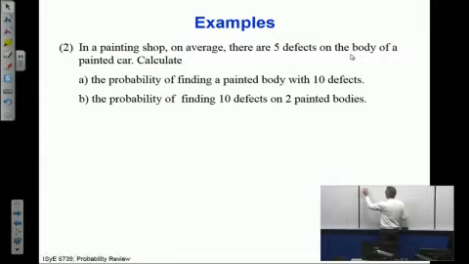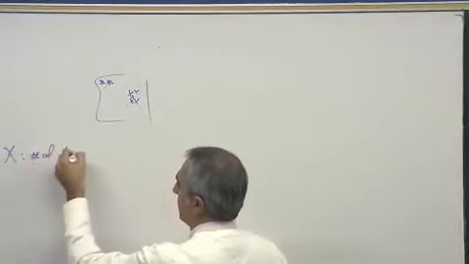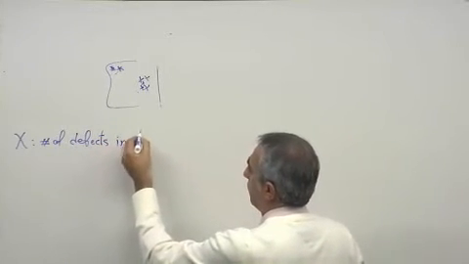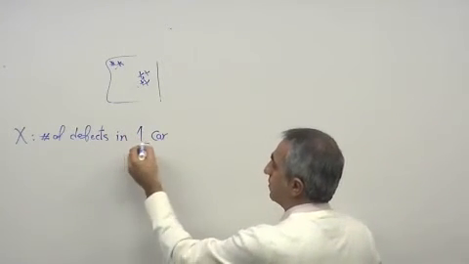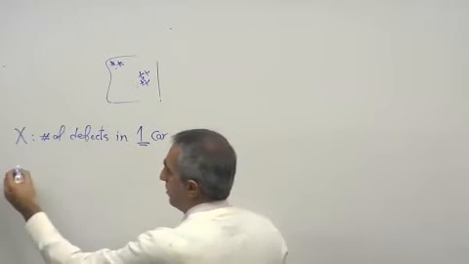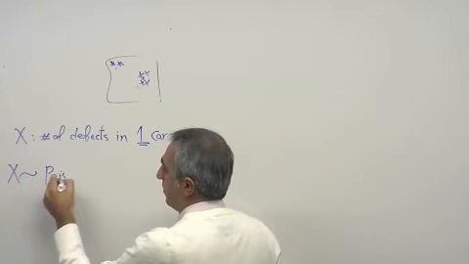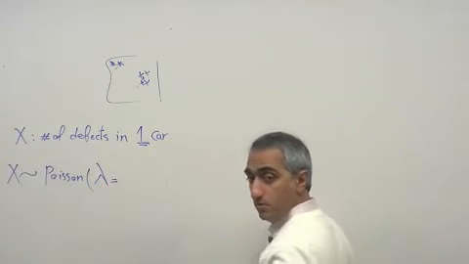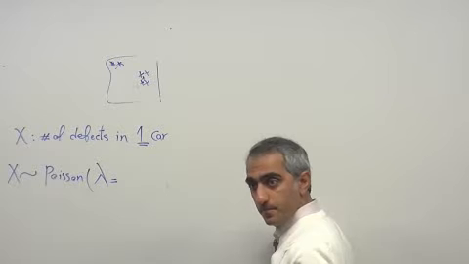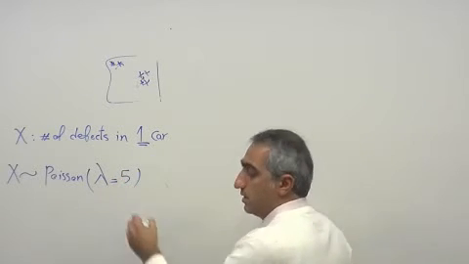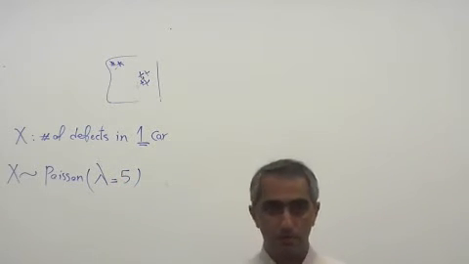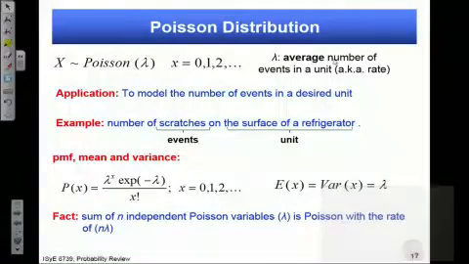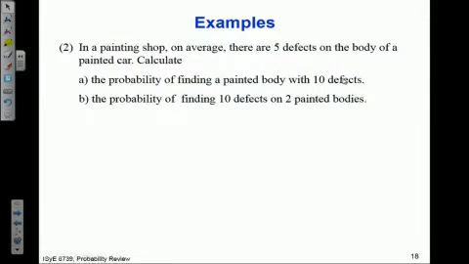So X is the number of defects in one car. That's important. And I know that X follows a Poisson distribution with lambda equal to what? What is lambda? 5, because it says on average. Remember the previous slide? Lambda is the average number of events in a unit, also known as the rate.